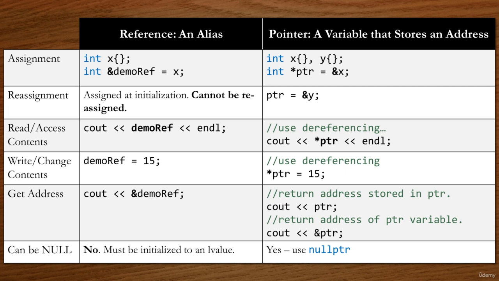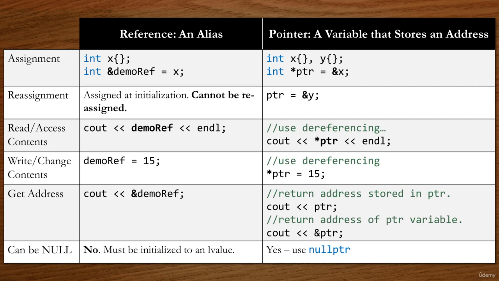Then in the next row we have the address, so if you want to get the address of a reference or a pointer, there are some differences here. If you go and get the address by using the address of operator of demo reference, and maybe you also print out the address of x, for example, when demo reference references that x variable, then in both instances you'll get the same address. They both refer to the same address basically. So the pointer is a bit different.